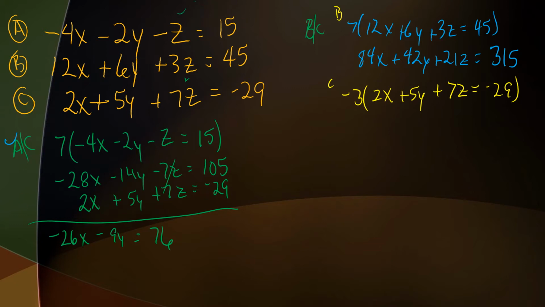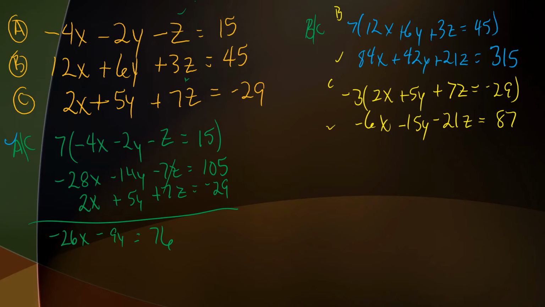Multiplying all that by negative 3, and that's going to give me negative 6x minus 15y minus 21z equals negative 3 times negative 29 is 87. All right, so we got this equation and now this equation. And we're going to eliminate the z, and then we're going to solve AC and BC. So let's go. Let me write this again. So let me put this maybe in a little bit different color.